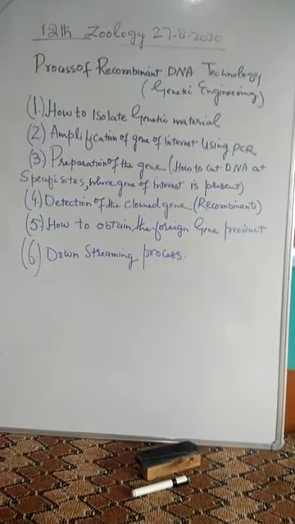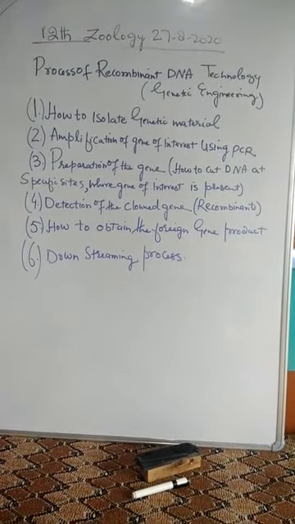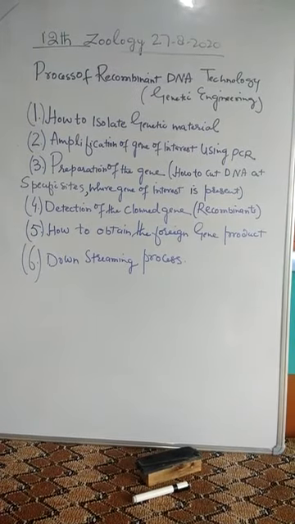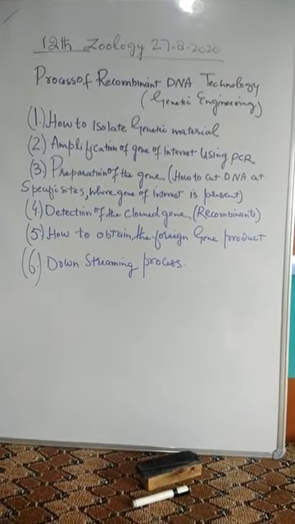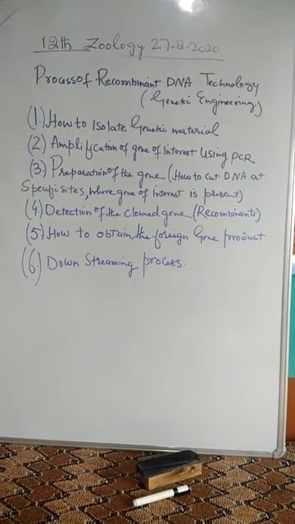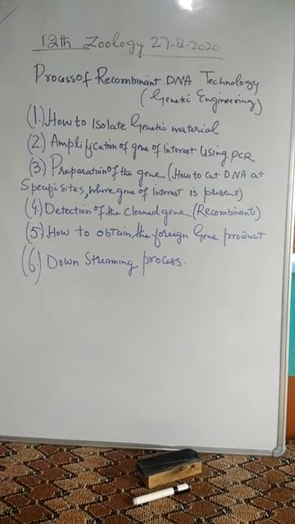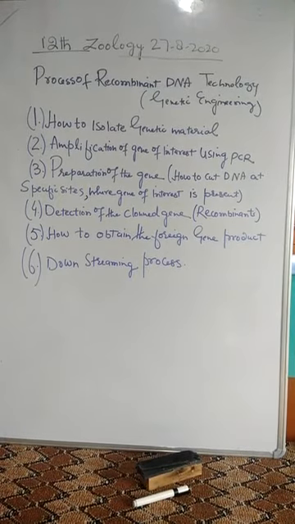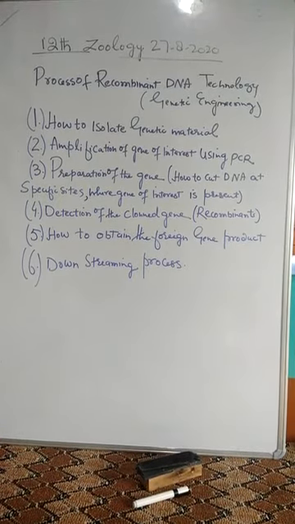The fourth step involved is detection of the cloned gene, the recombinant. Cells with recombinant DNA are selected on the expression or non-expression of some traits, like resistance to the antibiotic chloramphenicol. Direct selection of recombinants is made due to encoding of these traits by the vector or cloned DNA sequence.